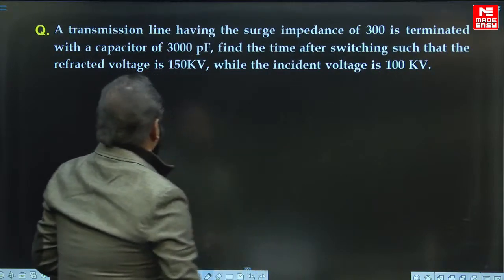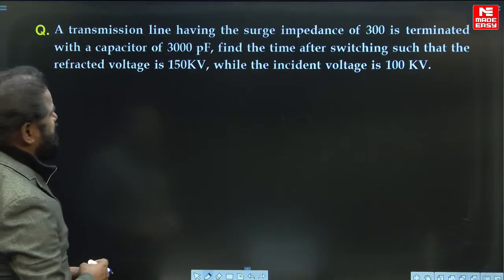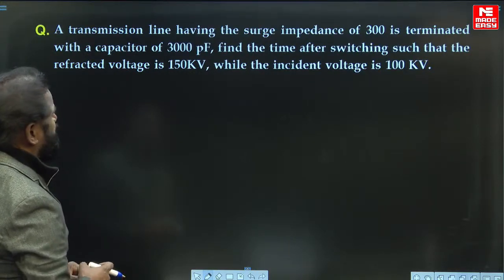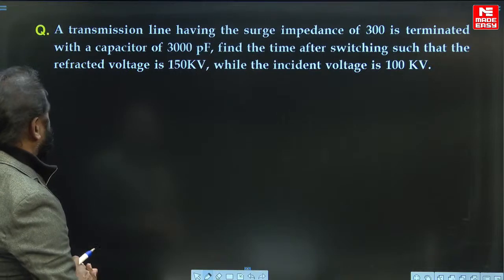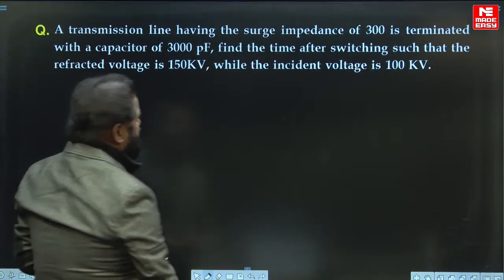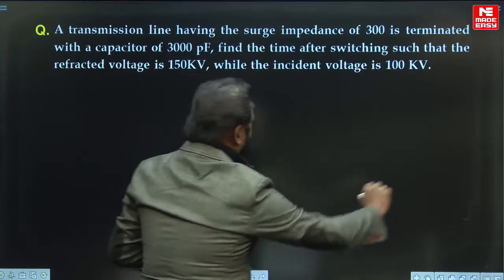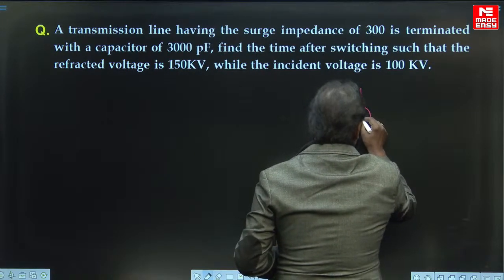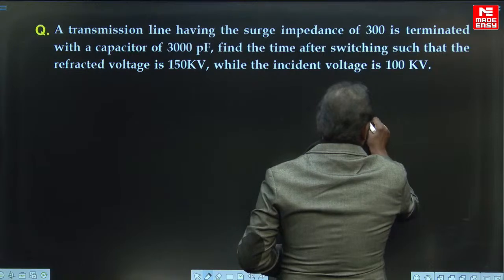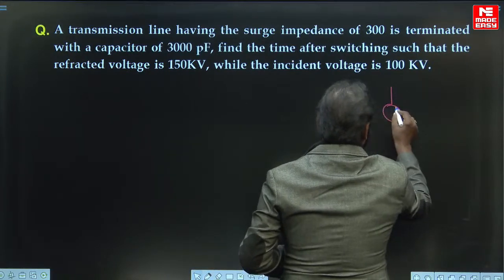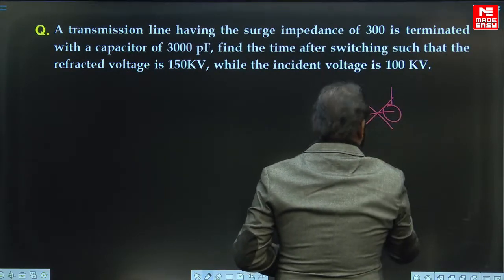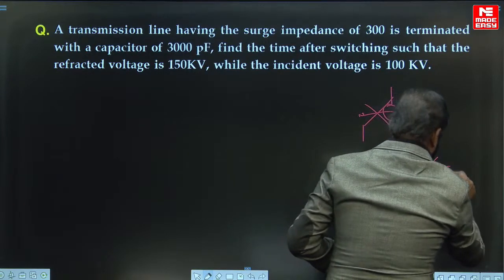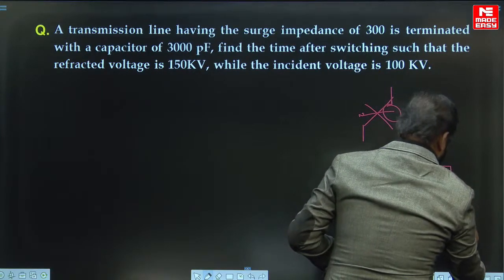Next, a transmission line having the surge impedance of 300 kV terminated with a capacitance of 3000 picofarad. Find the time after switching that the refracted voltage equals 150 while the incident voltage equals 100 kV. That means he is saying that this is the source, or the incidence, let me call it the incidence bus. You are terminating the line with a capacitor like this.